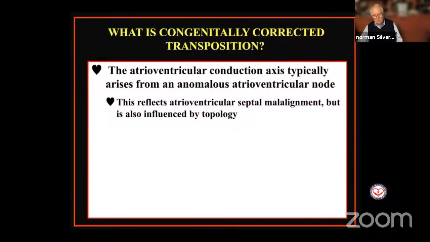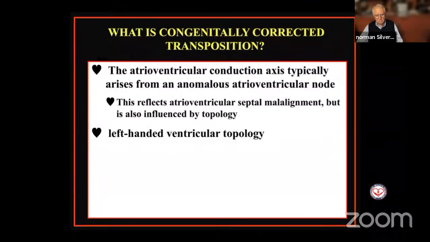Now, the other major abnormal feature, and I've touched on this already, is the atrioventricular conduction axis. And we now know that in most instances, that conduction axis arises from an anomalous atrioventricular node. Now, to understand what's going on, we need to take into account two features. And the most important of these is atrioventricular septal malalignment. But without question, this is also influenced by the topology of the ventricular mass.